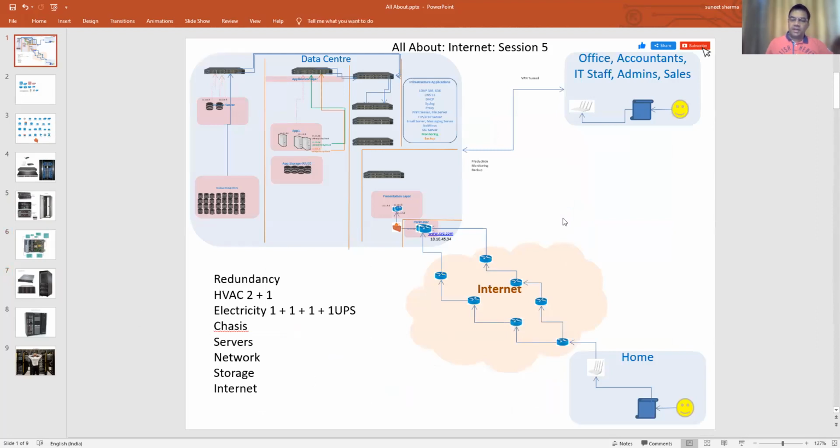Now, what will happen eventually is that if this data center has only one internet connection and that goes down, then nothing will work. So they should definitely have multiple internet connections.